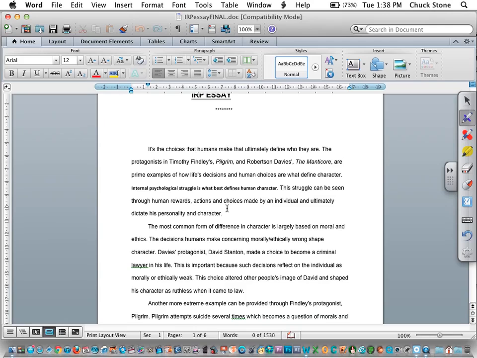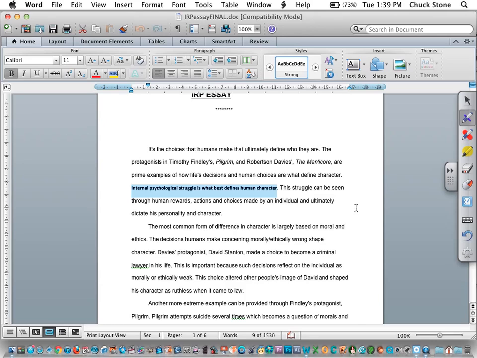Now, you can really tell on this one what the thesis statement is, because this person went ahead and put it in a different font and bolded it. Internal psychological struggle is what best defines human character. This struggle can be seen through human rewards, actions, and choices made by an individual and ultimately dictate his personality and character. Now, let me tell you about this. That's not a good thesis statement, because your thesis statement needs to be rooted in the literature itself. You need to be arguing something about the literature, both books themselves.